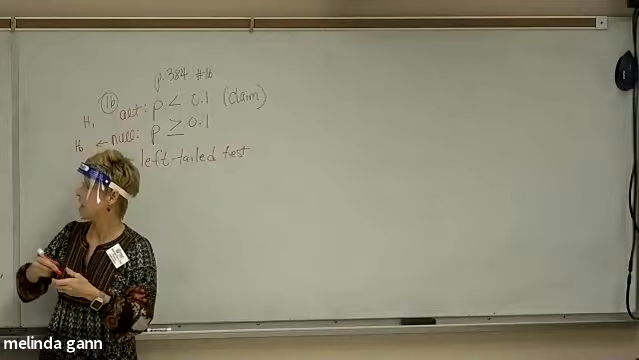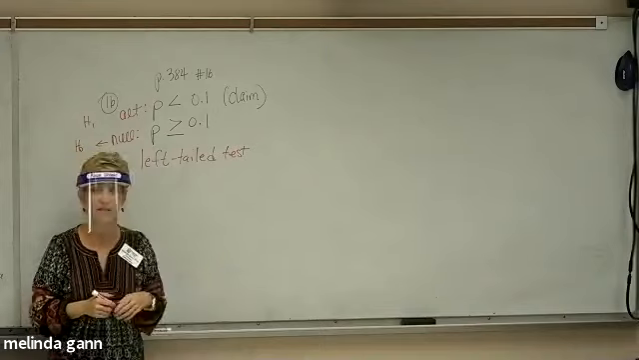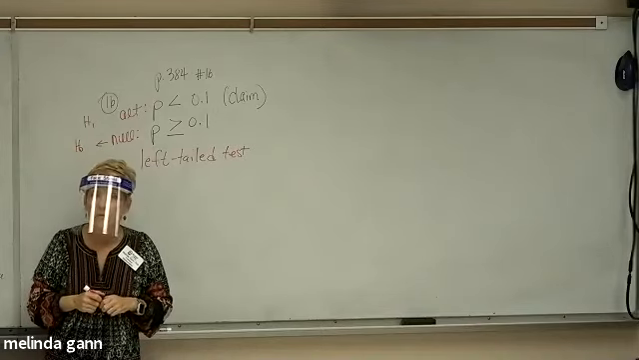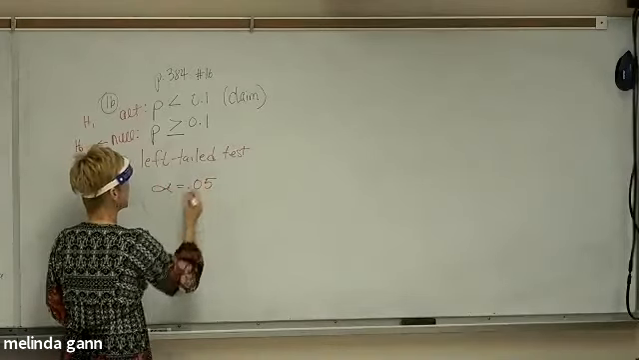And then it tells you that you have to find the significance level. So go back and read. What did it say your significance level was? It says use a what? 0.05. So my alpha is 0.05.